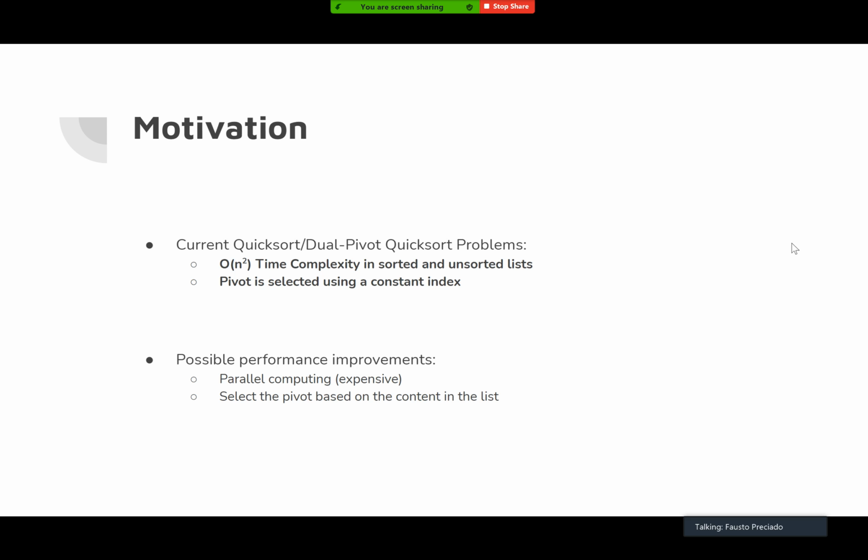The motivation for our project comes from current quicksort and dual-pivot quicksort problems. One of the problems is that the time complexity for sorted and unsorted lists comes in O(n squared). Pivots are selected using a constant index. Possible performance improvements would be parallel computing, which is expensive, and selecting the pivot based on the content in the list.